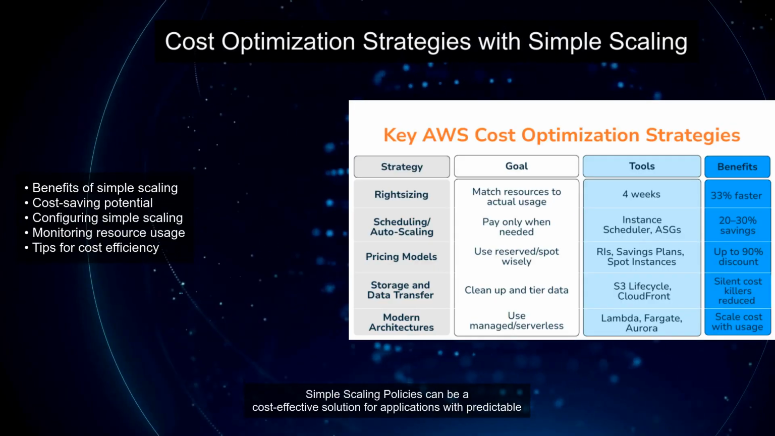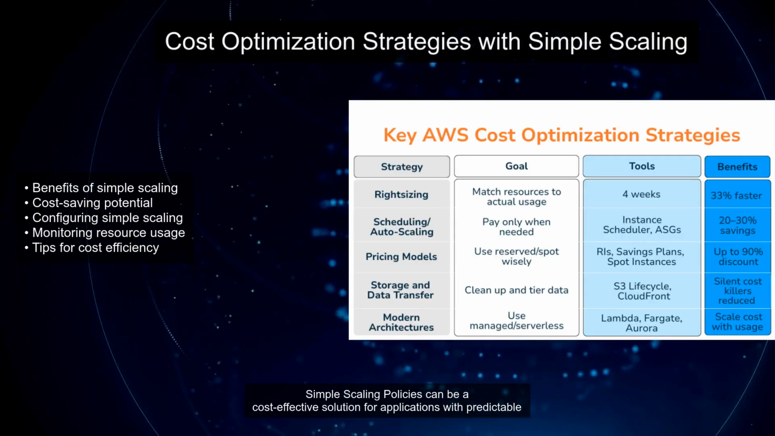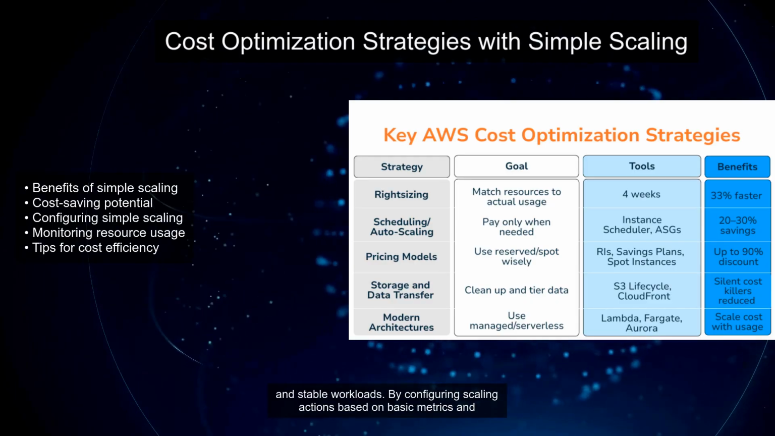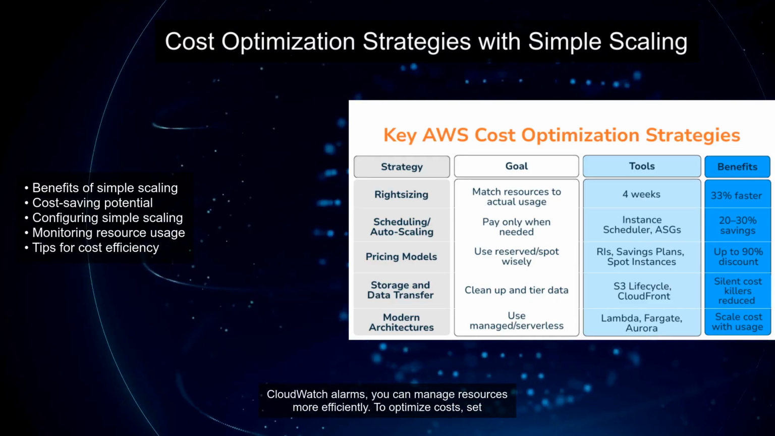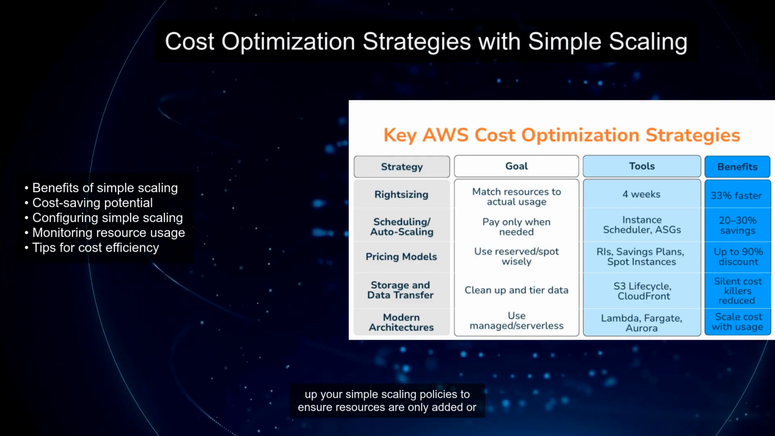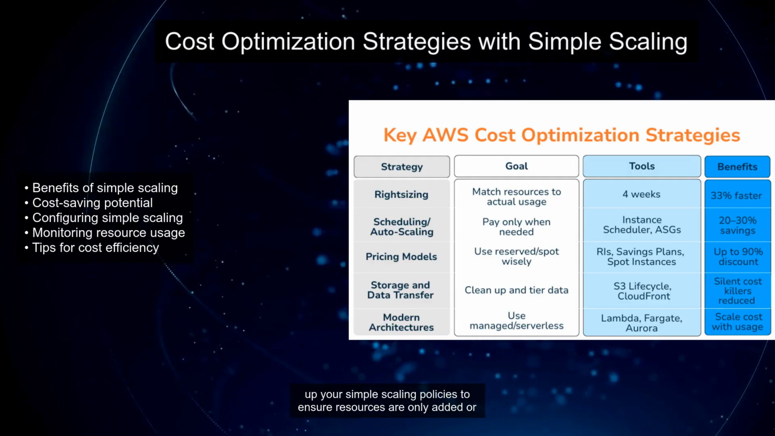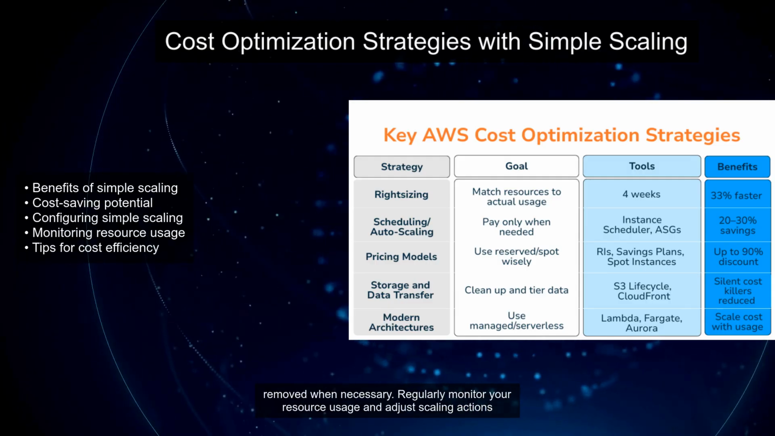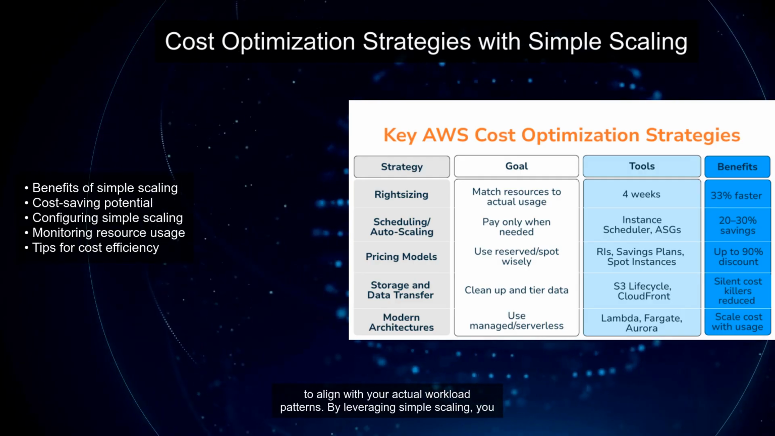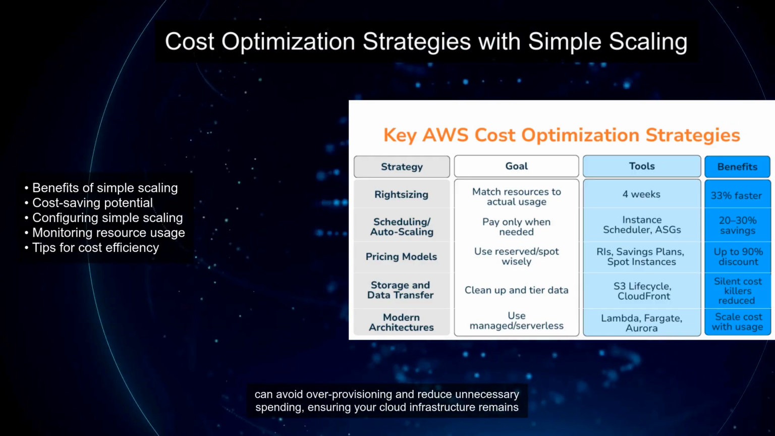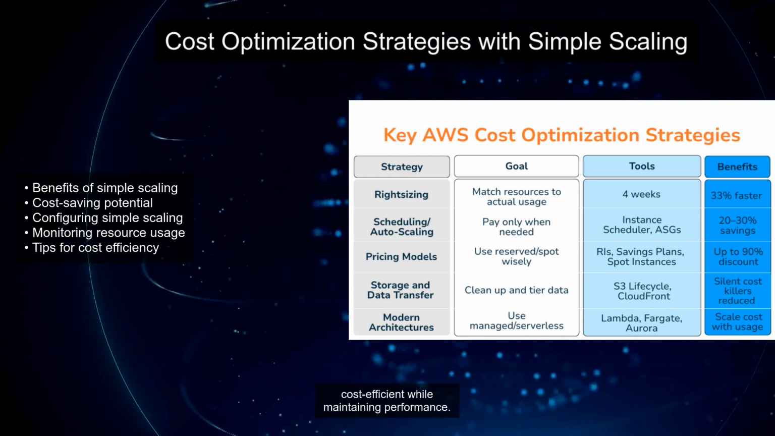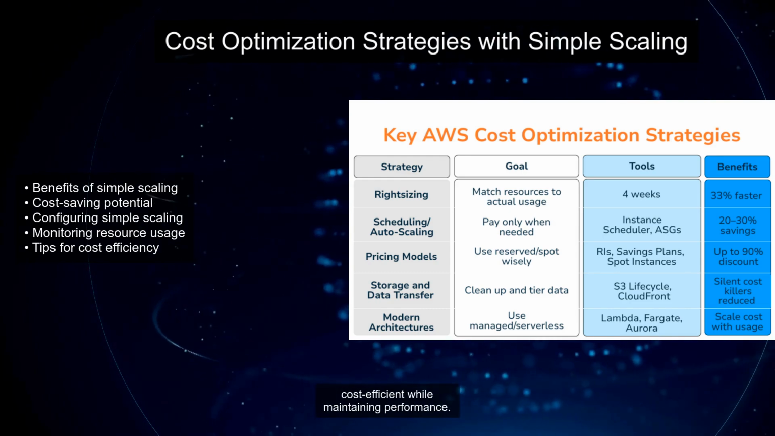Simple scaling policies can be a cost-effective solution for applications with predictable and stable workloads. By configuring scaling actions based on basic metrics and CloudWatch alarms, you can manage resources more efficiently. To optimize costs, set up your simple scaling policies to ensure resources are only added or removed when necessary. Regularly monitor your resource usage and adjust scaling actions to align with your actual workload patterns. By leveraging simple scaling, you can avoid over-provisioning and reduce unnecessary spending, ensuring your cloud infrastructure remains cost-efficient while maintaining performance.